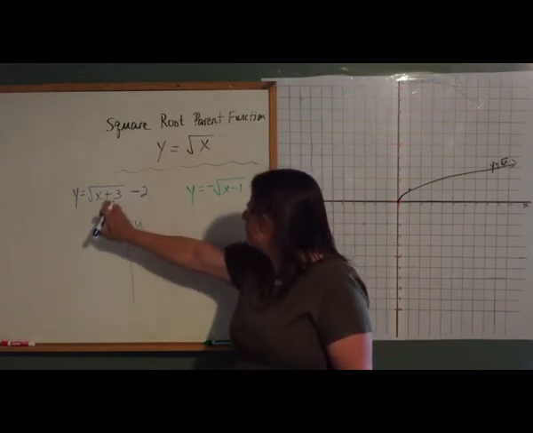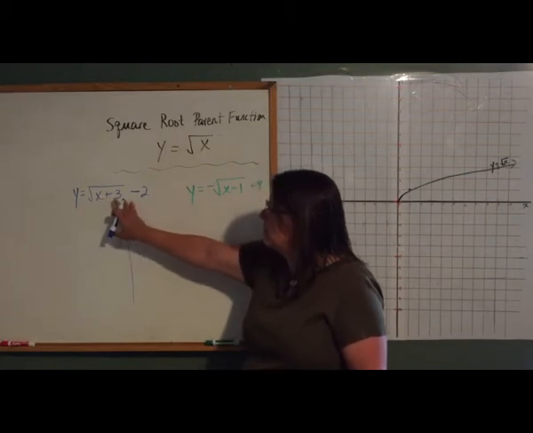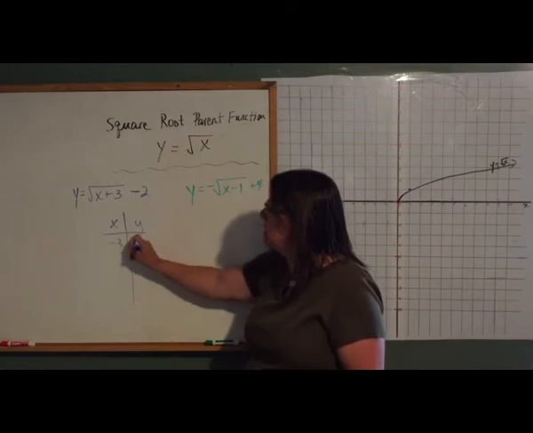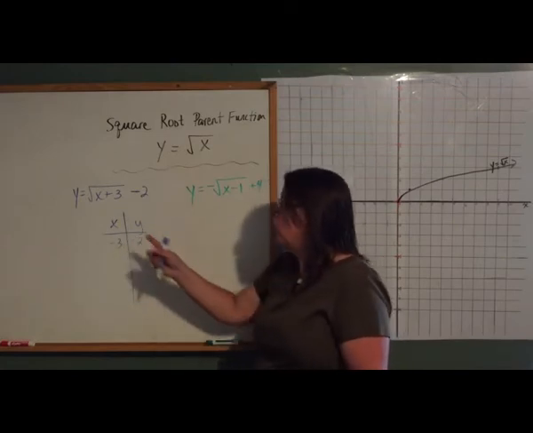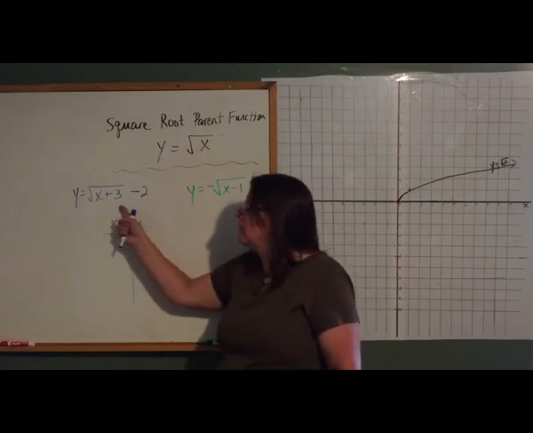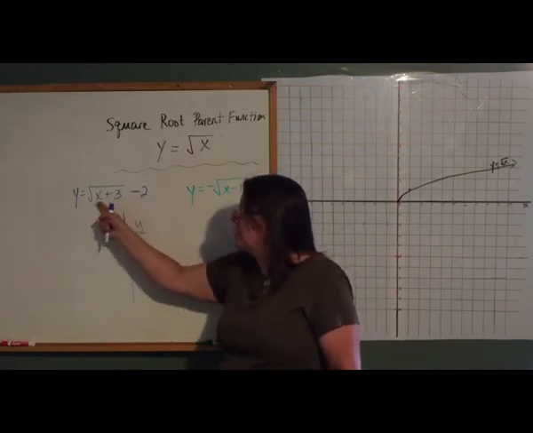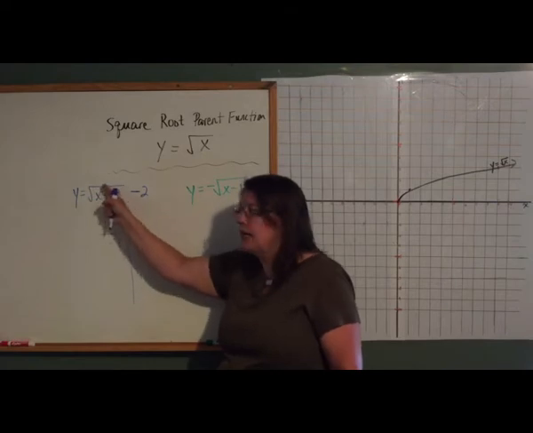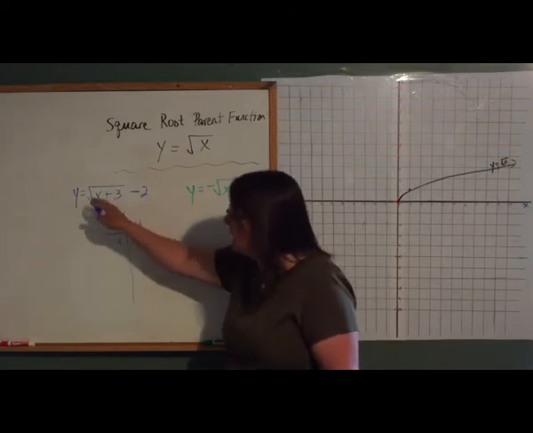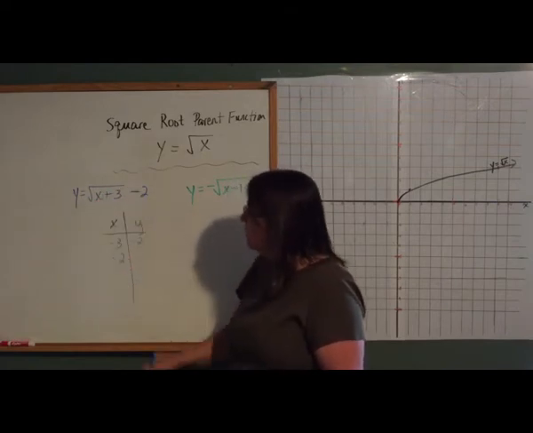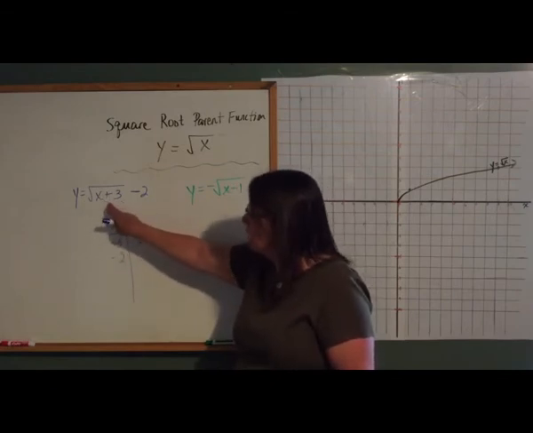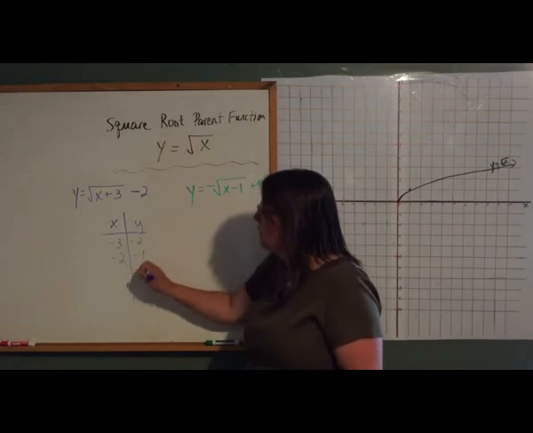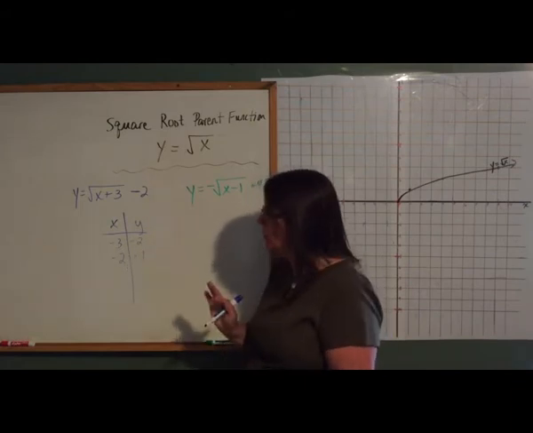So if I plug -3 in, I've got -3 plus 3 is 0. Square root of 0 is 0. 0 minus 2 is -2. So there's my first ordered pair. Now I want the next square number in here. What can I plug in here that will give me a 1 underneath? Well, if I plug -2 in for x, -2 plus 3 is 1. Square root of 1 is 1. Minus 2 is -1. So that works. Gives me a nice whole number.